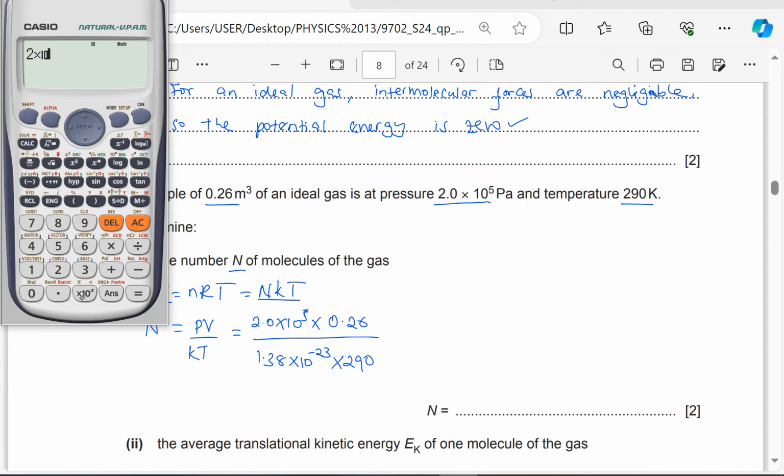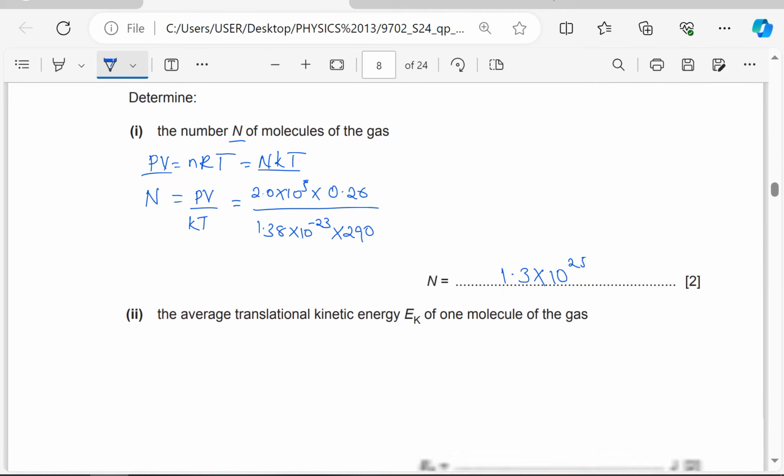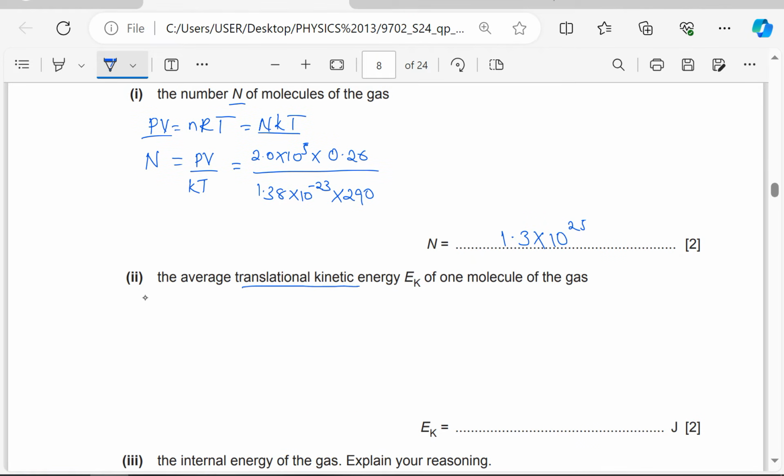So I have 2 exponent 5 times 0.26 divided by 290 times 1.38 exponent minus 23. So this is giving me 1.2999299, which is approximately 1.3. So I'll just write this as 1.3 times 10 to the power of 25 molecules. Then the average translational kinetic energy, EK, of one molecule of the gas.